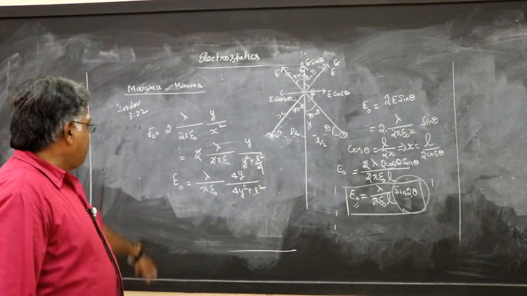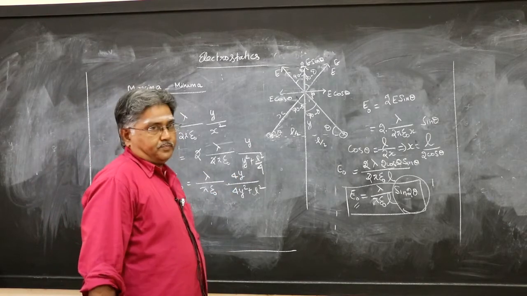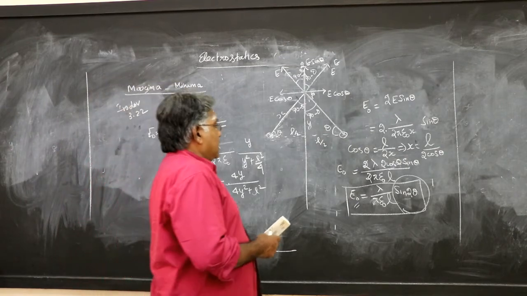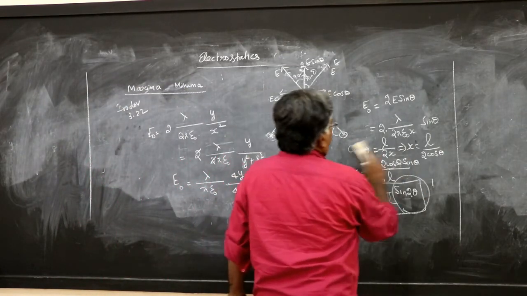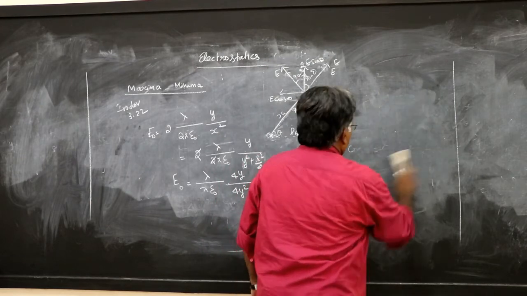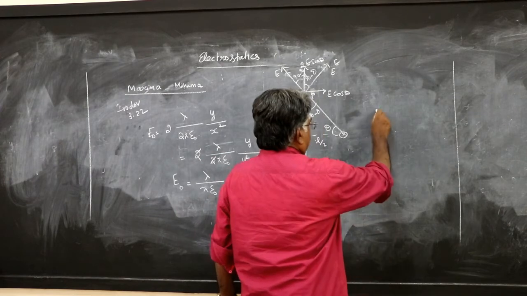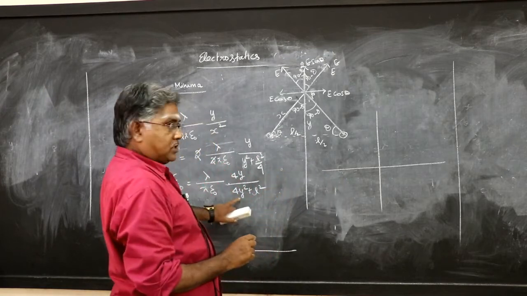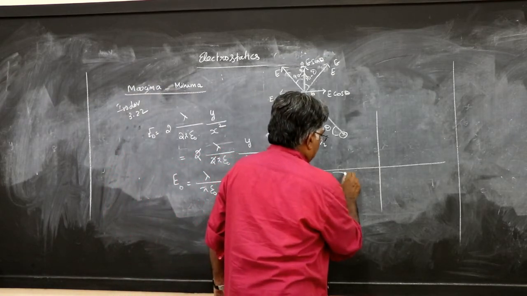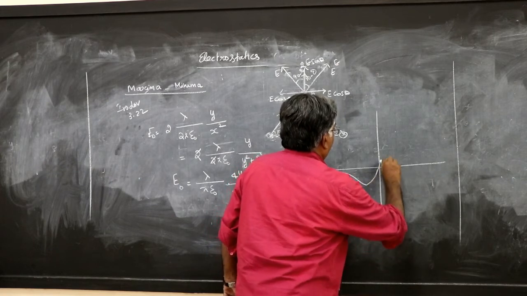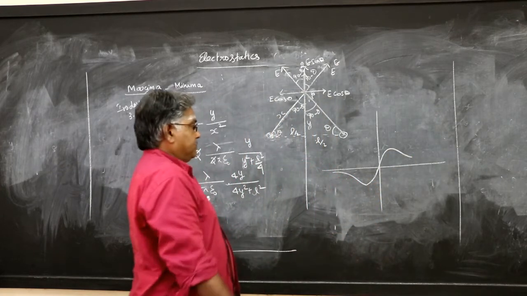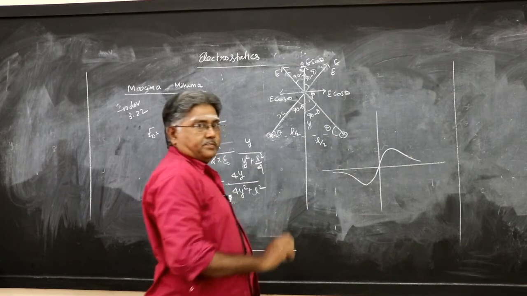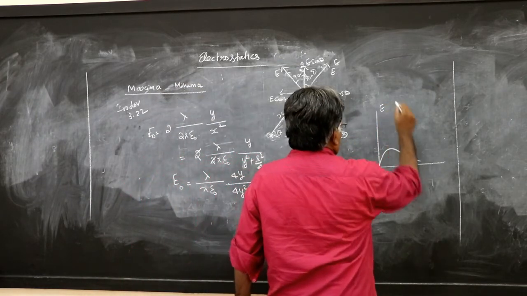So if you draw a graph between electric field and this y, you see the graph should be like this. Maybe I'll rub this off. Okay. According to this, you'll get somewhat like this. Okay. Electric field, distance y.